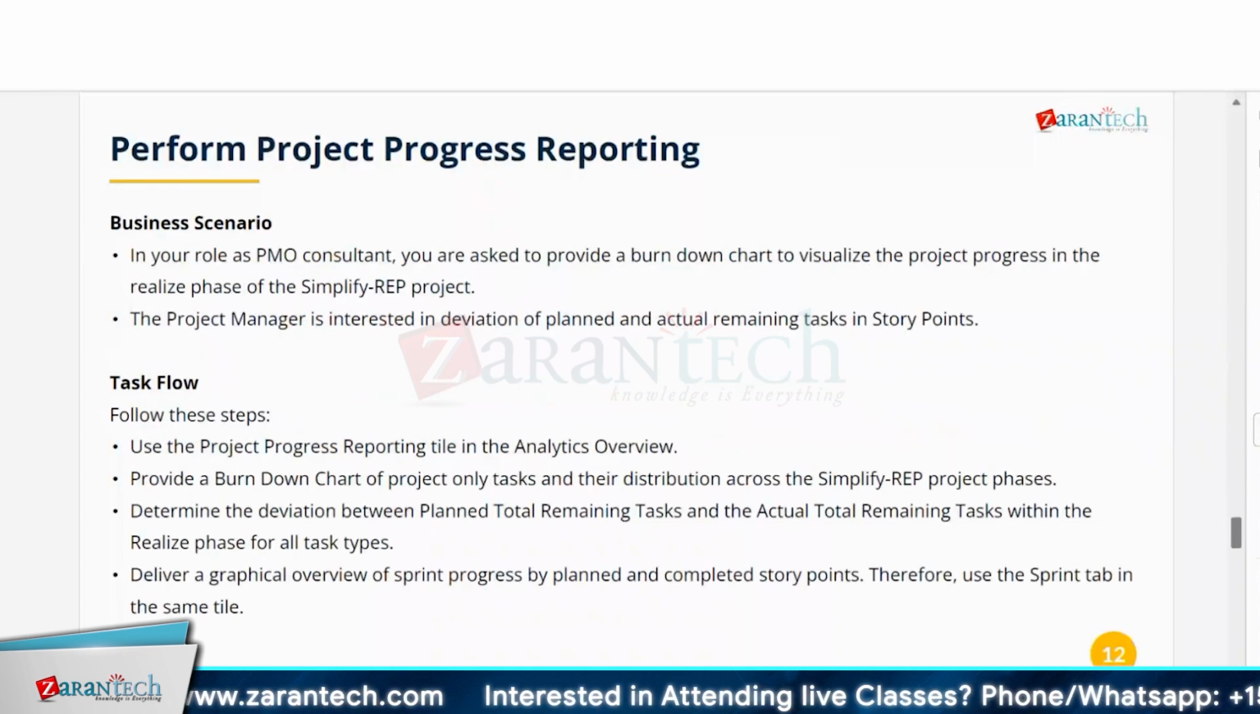You can also perform project progress reporting, which is basically for the PMO team or the project team. You can have a burn down chart, basically a visualization of the current state of the project. That view you can also get from Cloud ALM. You don't necessarily have to create it; it gives you the standard view if you want.